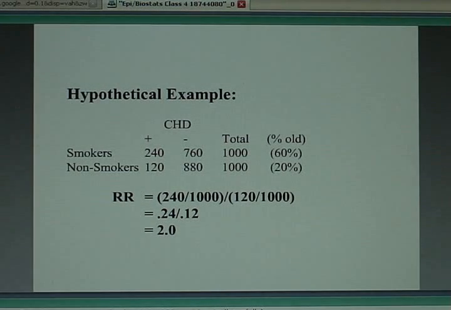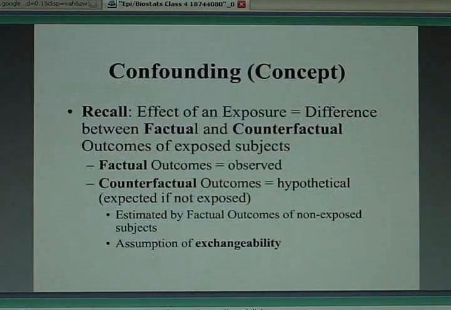And that's what confounding refers to, the mixing of two effects, the effect of the risk factor of interest, smoking, and the effect of the other factor, the confounding factor, older age, being more common among the smokers than among the non-smokers.